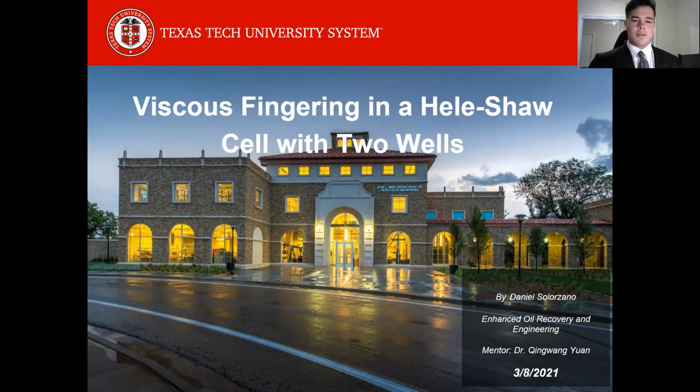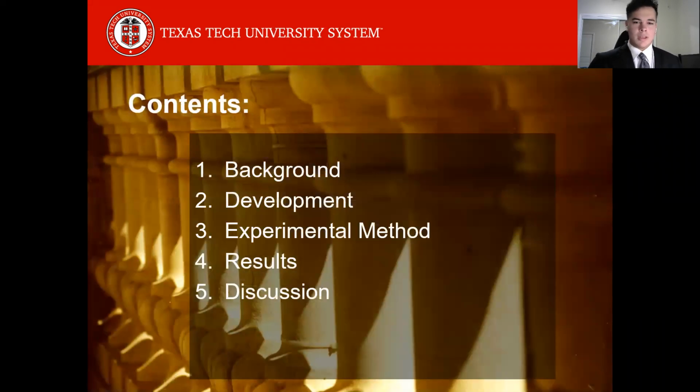Let's get into a quick overview. First, of what we'll go over today, we have the background. Next, we have the development, then the experimental method, the results, and lastly, the discussion.